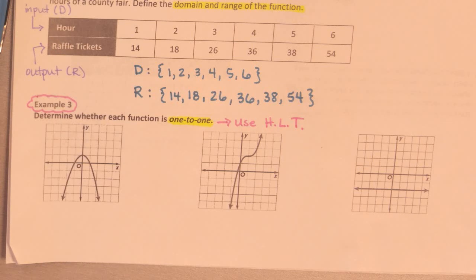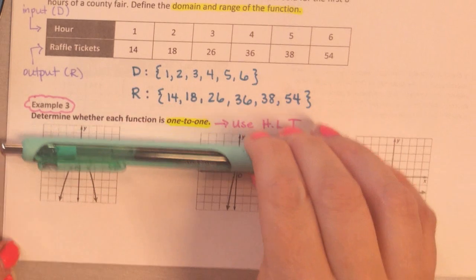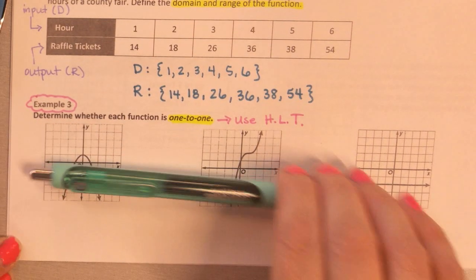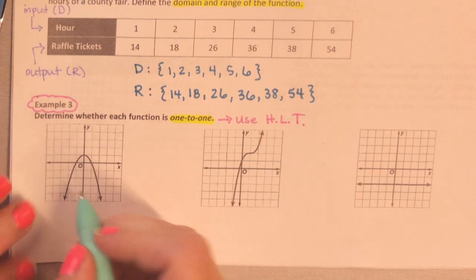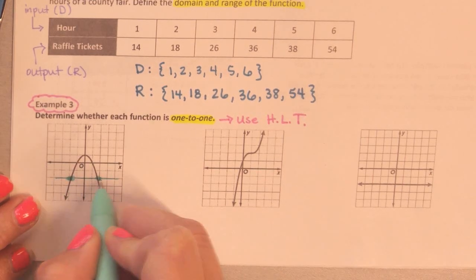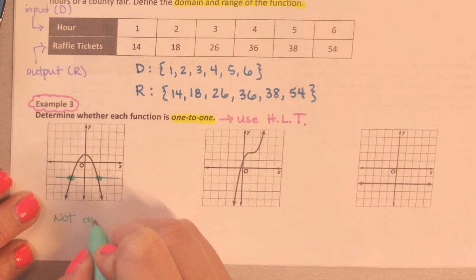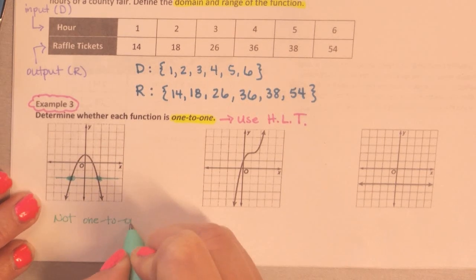Alright, so let's use the horizontal line test. Pick one of your pens or your pencil, and all we have to do is see if it crosses it more than once. So does this one cross it more than once? Yeah. I'm a visual person, so I like to draw. Okay, it hits it twice, so then I know it's not 1-to-1.